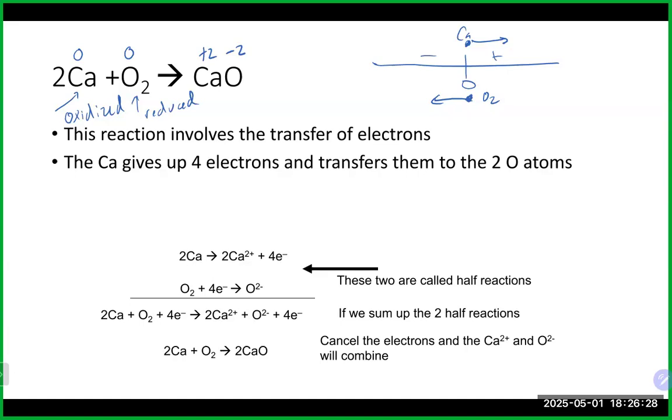Once again, you can see we have our two half reactions here. Oxidation half reaction, reduction half reaction. Add them together gives us our overall reaction back in this particular case. My 2 got lost there. I'll put it back up there just in case we need it.